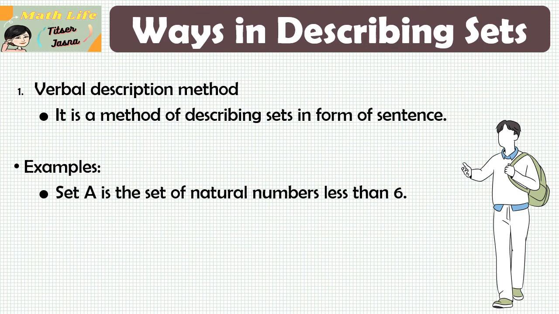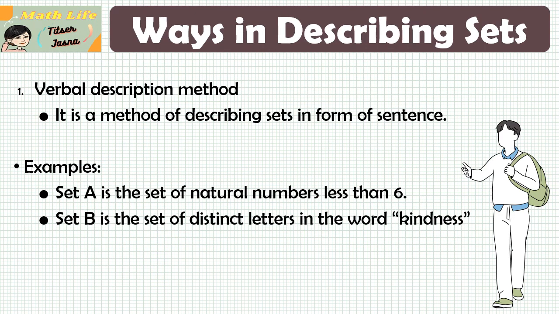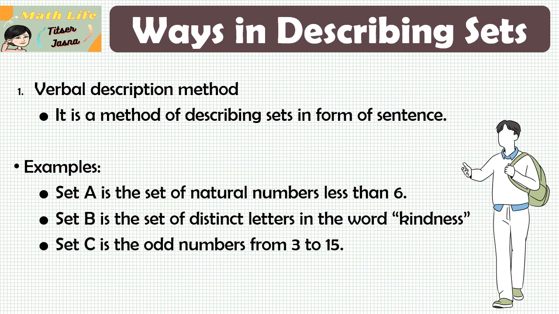Set A is the set of natural numbers less than 6. Set B is the set of distinct letters in the word kindness. And set C is the odd numbers from 3 to 15. Those three sentences are examples of the verbal description method, or the way of describing a set in verbal description method.